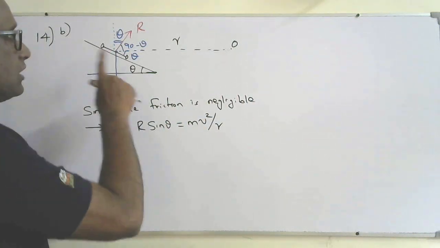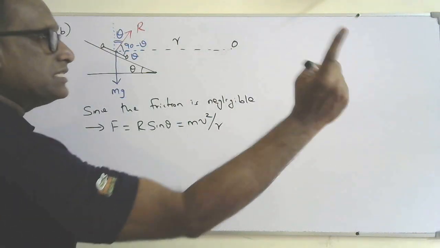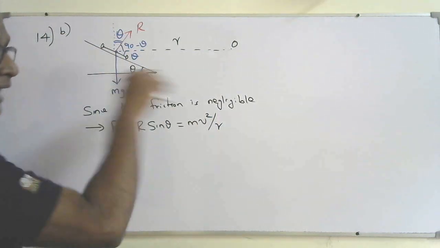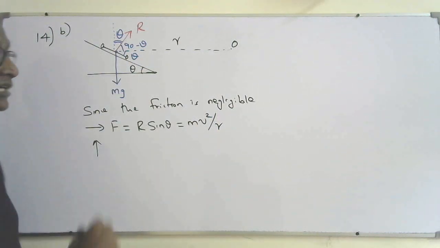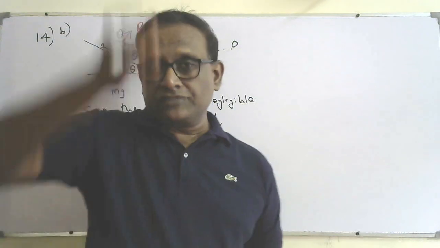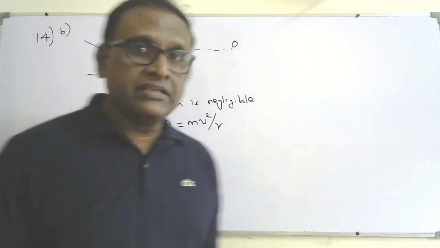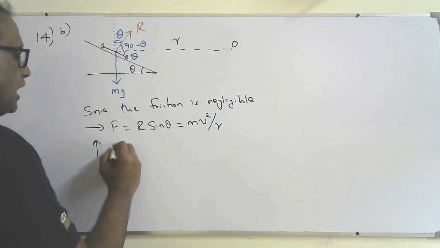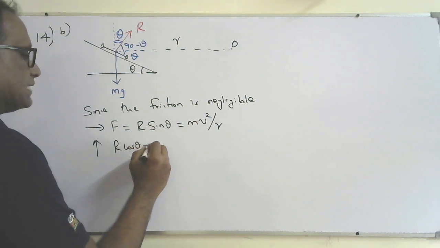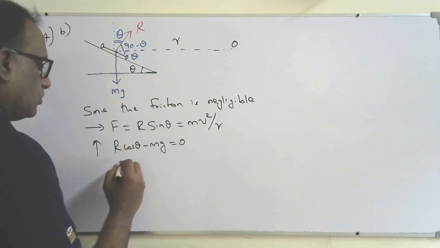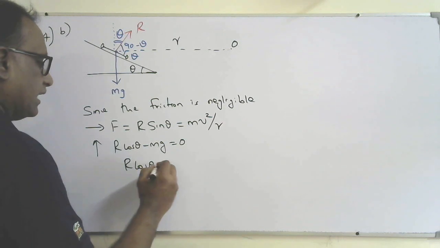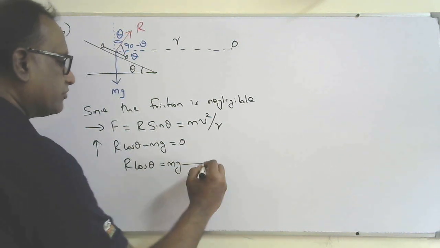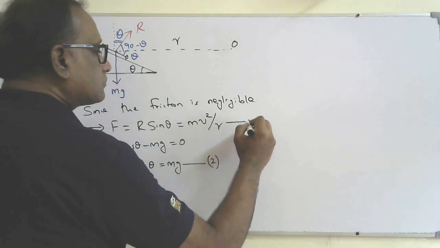Okay. Then since the vehicle is moving on a horizontal circle on the bank, the vertical resultant force must be equal to 0. According to Newton's first law, there is no resultant force in the vertical direction. So R cos theta minus mg must be equal to 0. That is R cos theta equals mg, where mg is the weight of the go-kart.